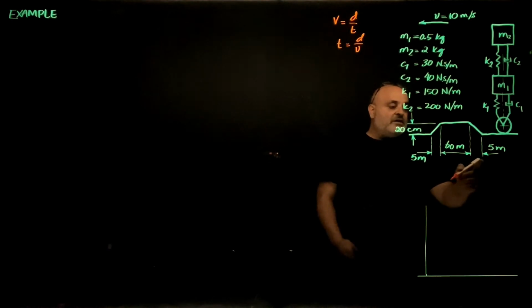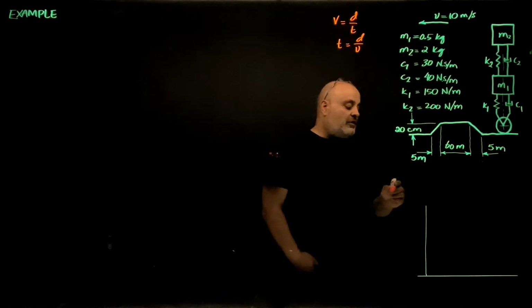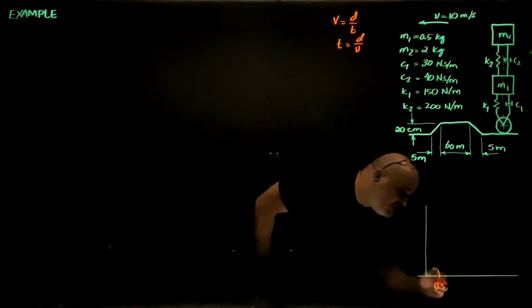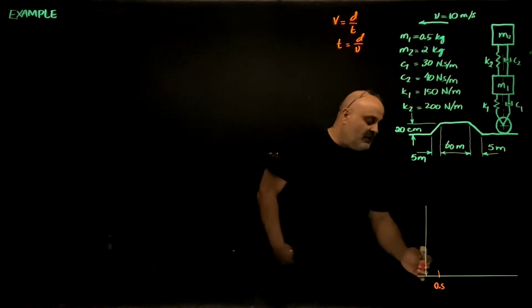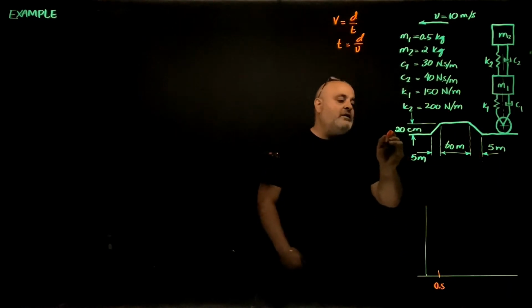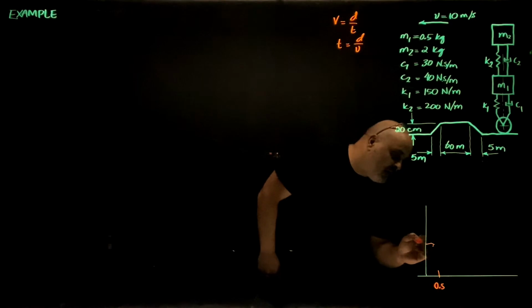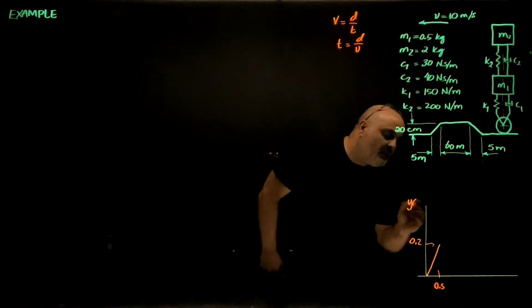The first distance is 5 meters. So the time to cross the 5 meters is 5 divided by the velocity, which is 0.5. So the first time is 0.5 seconds. The wheel runs starting from 0, and in 0.5 seconds it will rise to 20 centimeters, that is 0.2 meters. So this is 0.2. Then this is y of t.